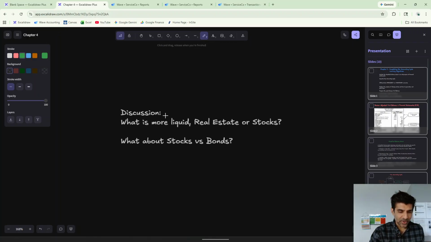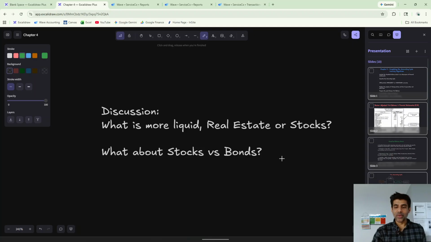Okay, so let's just be clear. What is more liquid, real estate or stocks? I talked about this. Let's just make sure we're clear on this concept of liquidity. Who votes that real estate is more liquid? Who votes stocks are more liquid? Yes, you can just go on your phone and sell your shares of stock right away. You'll get your cash instantly. Real estate, you've got to list it, you've got to find a buyer. It can take months and months and months to convert your real estate asset to cash.